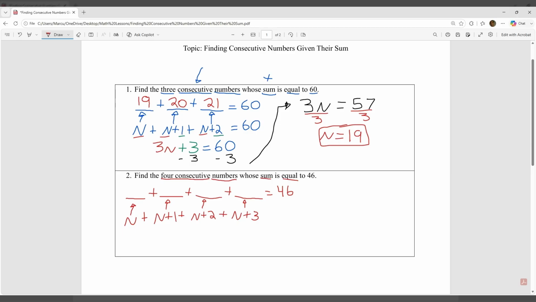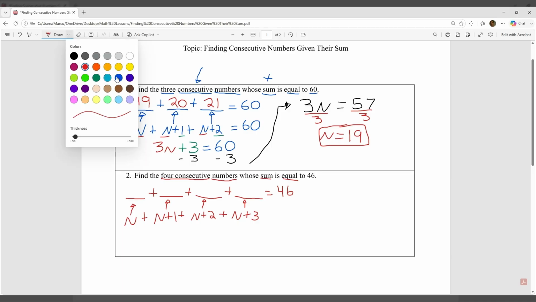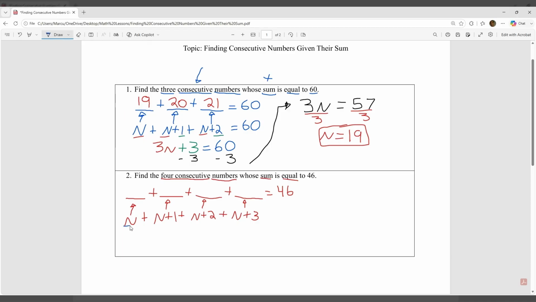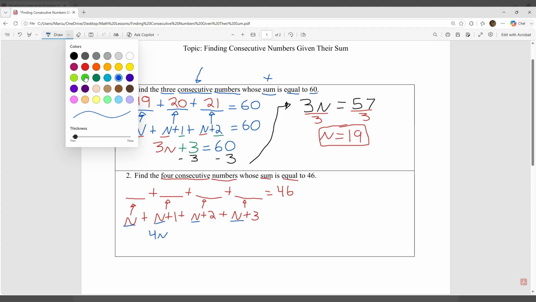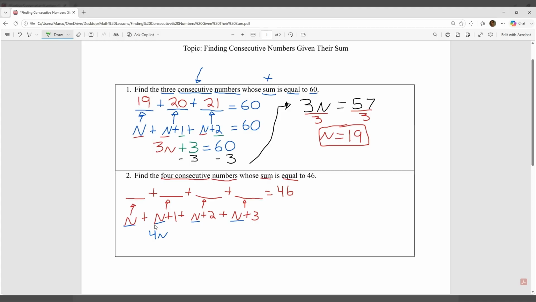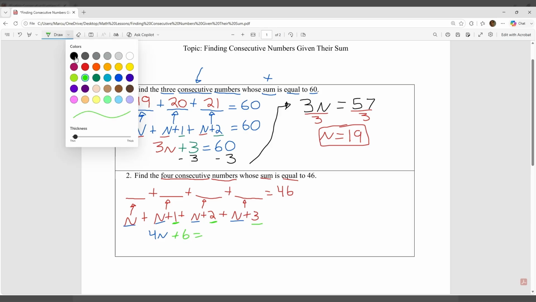Okay, so now you're going to combine like terms. So let's go ahead and combine all the n's. That's 1, 2, 3, 4. So that's 4n. And then you want to combine the numbers. So you have 1, 2, and 3. 1 plus 2 is 3, plus 3 makes 6. And that's going to be equal to 46.